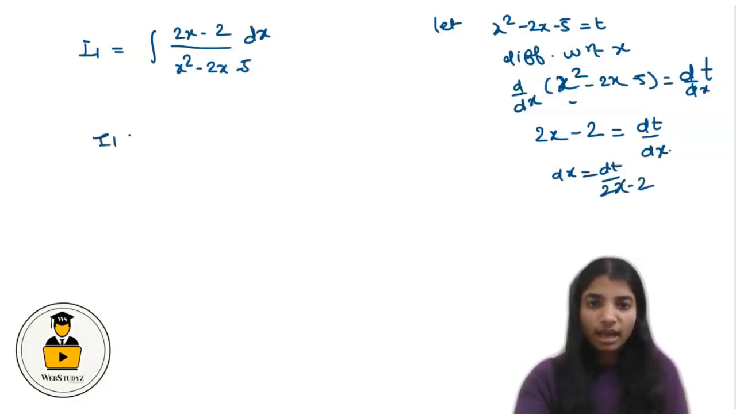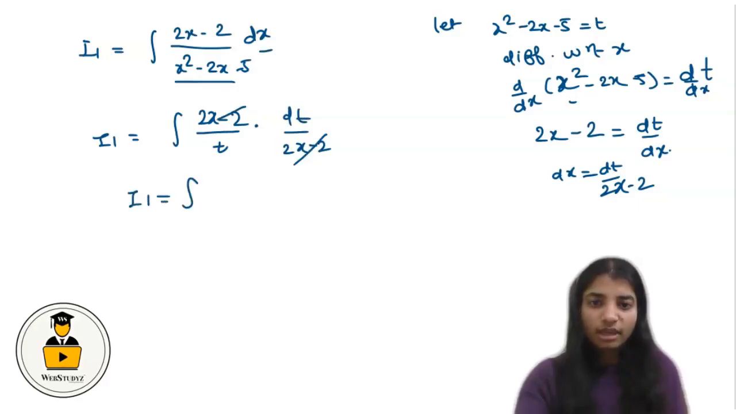So the value of I1 becomes the integral of 2(x - 2), and we just let the value of x^2 - 2x - 5 be t, so this is t, multiplied by dx, which equals dt divided by (2x - 2). 2x - 2 cancels with 2x - 2. We are only left with I1 equal to the integral of 1/t dt.